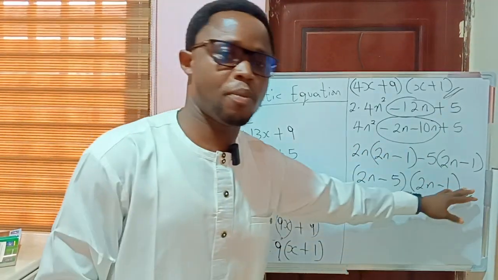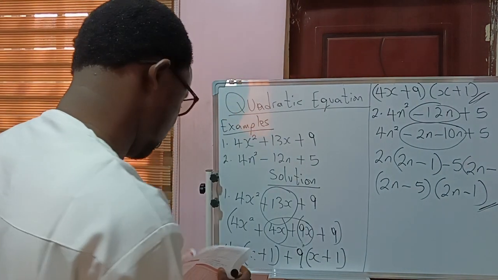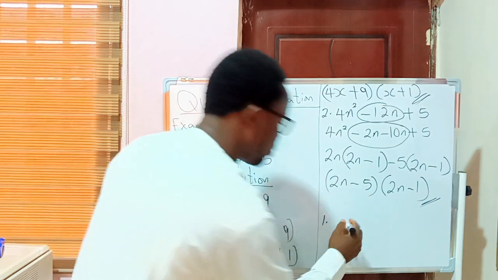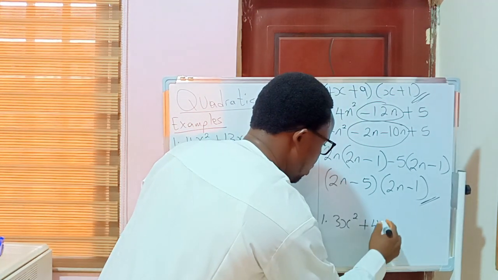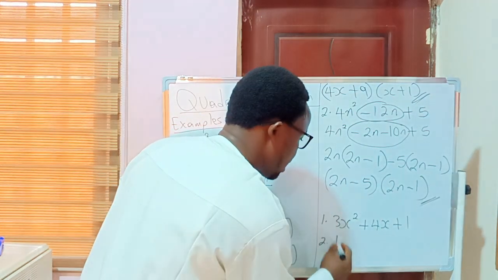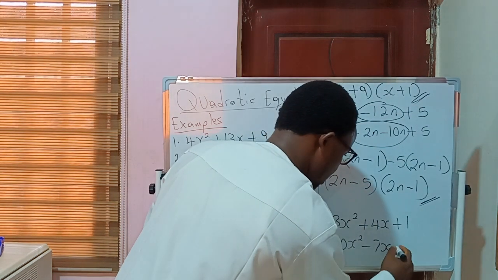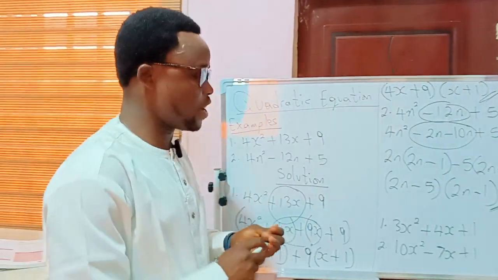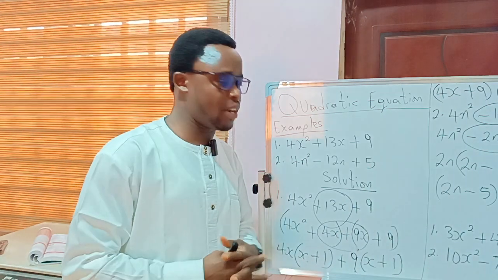Now I'm not going to stop here. I want to give us two extra questions that we can try on our own. Let me put one here: 3x squared plus 4x plus 1. And for the second one, let's have 10x squared minus 7x plus 1. So please, let's give it a very serious shot. Let's try these two, and whatever the answer is, please drop it in the comment section.